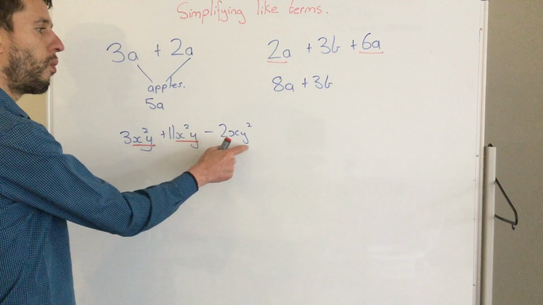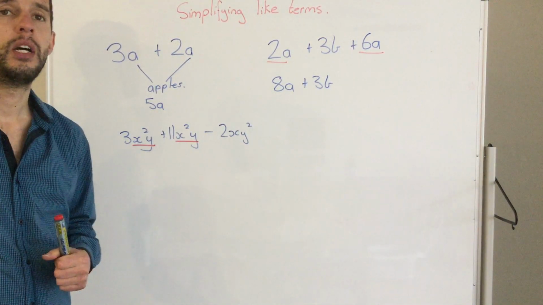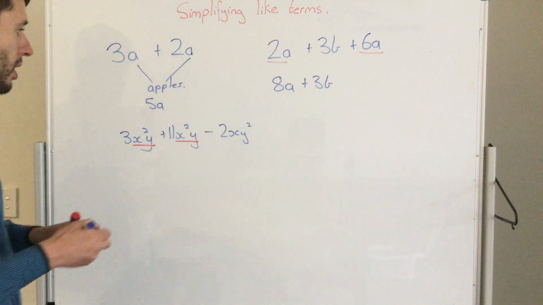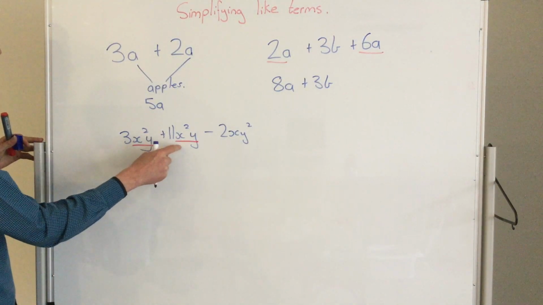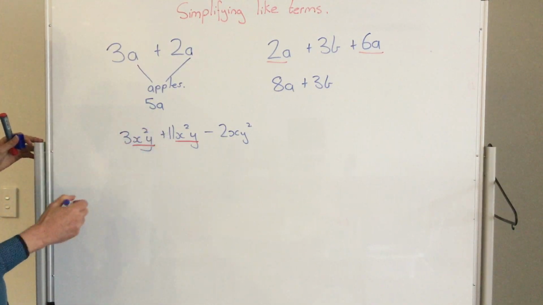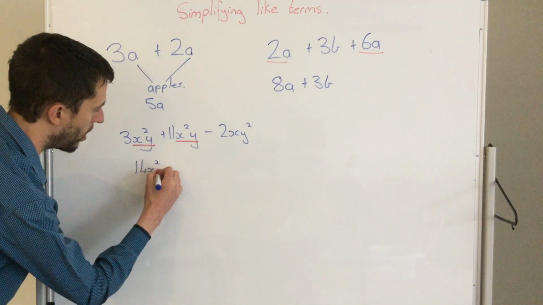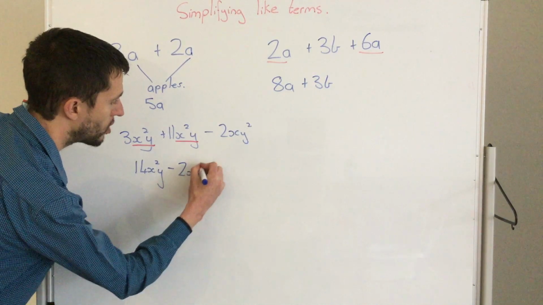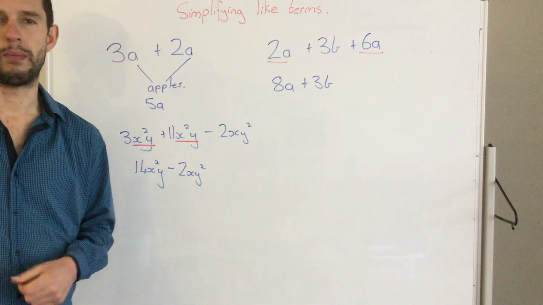Xy squared, we've got y squared. So y squared does not match up with what we have here. So it's an unlike term, so that's the simplest we can get that part. So I've got 3x squared y's and I've got 11x squared y's. So I'm just adding those numbers together. 11 plus 3 equals 14. So 14x squared y minus 2xy squared. And that will be the simplest form.